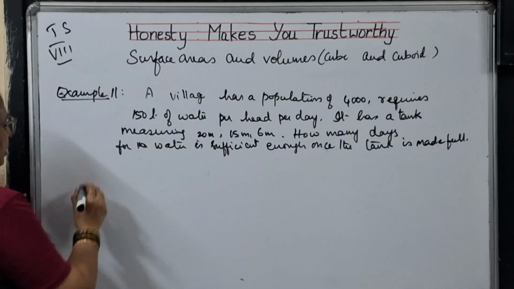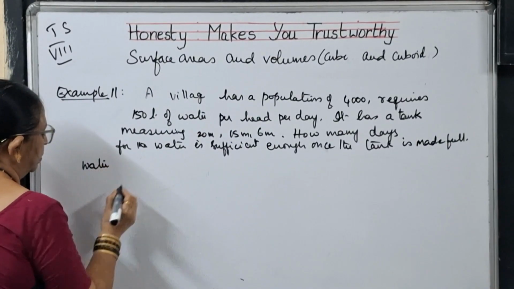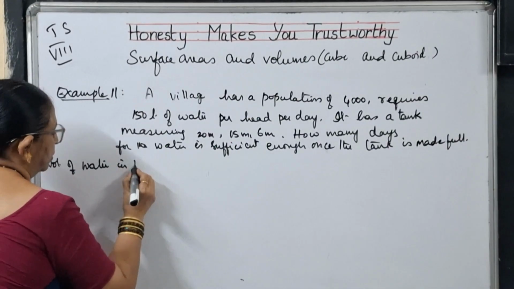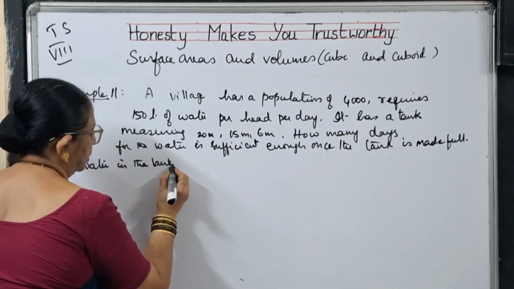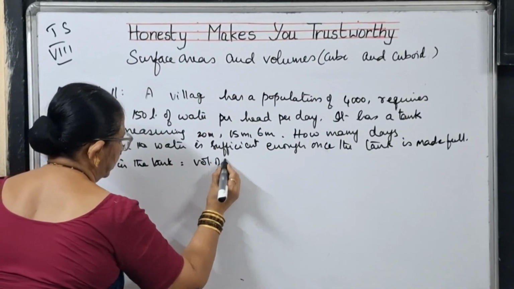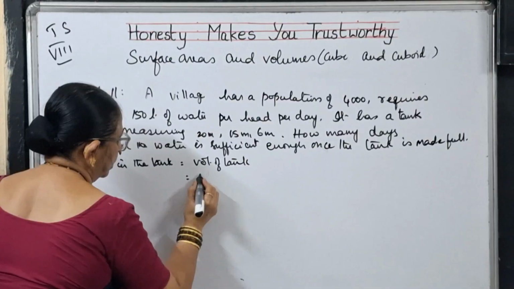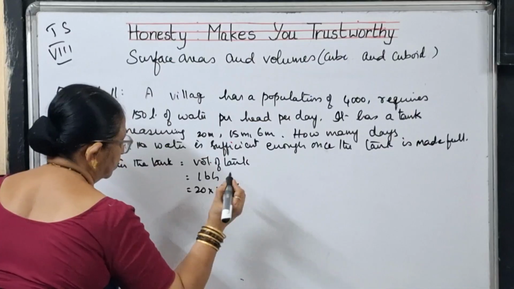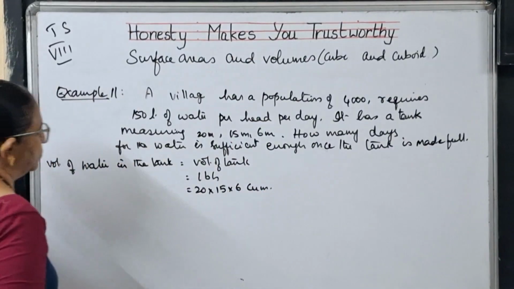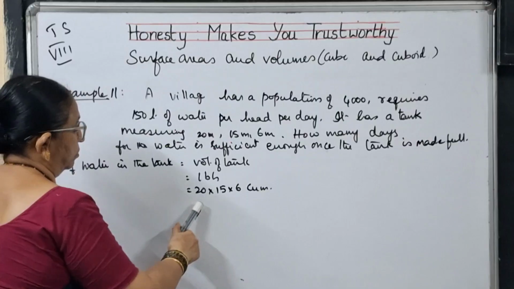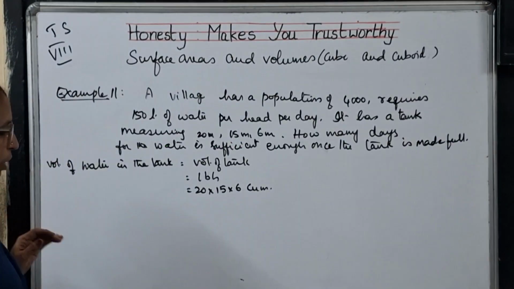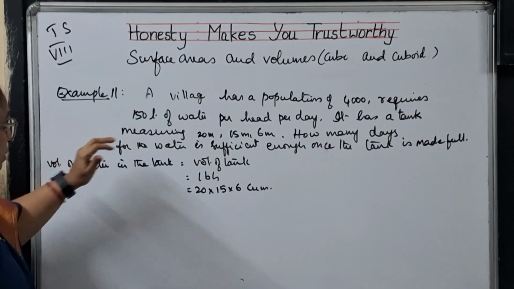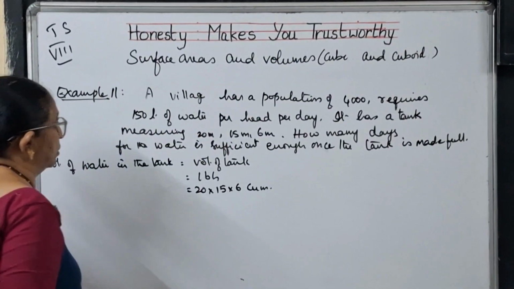So actually, the volume of water in the tank is nothing but the volume of the tank. What is the volume of the tank? L into B into H, that is 20 into 15 into 6 cubic meters. Now, this is the volume. The volume of the tank we need to convert into liters.